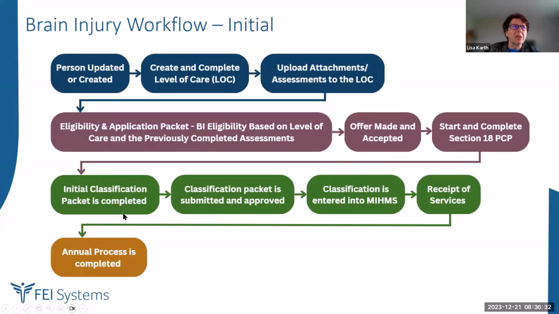After that, that's all completed, there's an initial classification packet. Again, it's bundling forms and attachments. And the classification packet is submitted and then approved, and it's entered into MIMS. From there, MIMS is going to come back and say, everything looks great, and the person can start receiving services. And then every year, of course, you go through the same process.